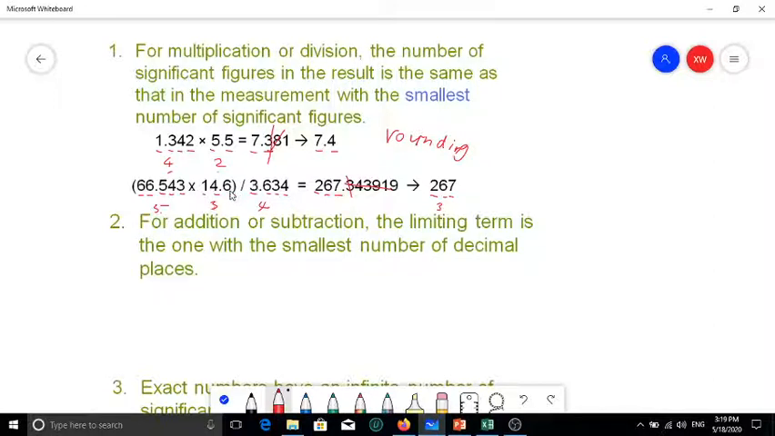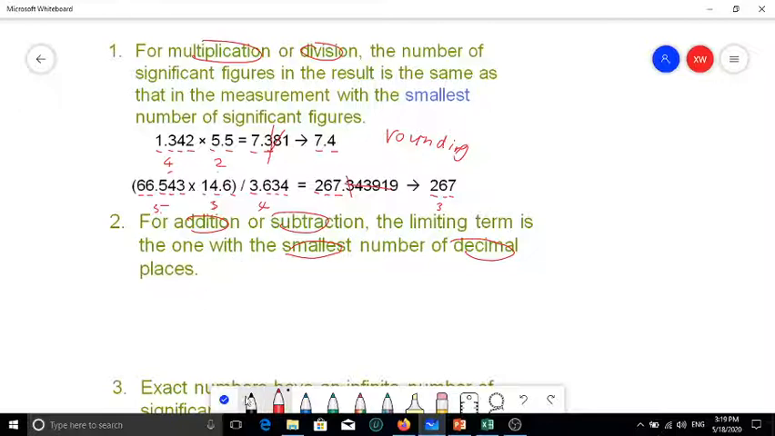Now, you probably notice that even though you have all of those decimal places in all three numbers, we're not looking at decimal places, we're counting significant figures for multiplication or division. Now for addition and subtraction, it's going to look different. Okay, the limiting term here is not the number of sig figs anymore, it's the smallest number of decimal places. Okay, so when you're doing only addition or subtraction, you're not counting sig figs, you're counting decimals.